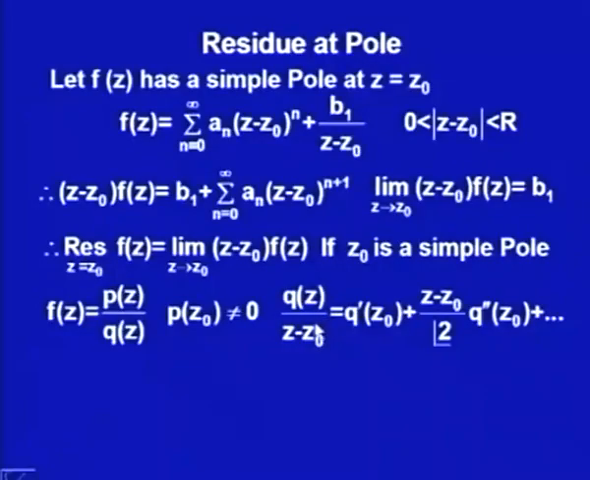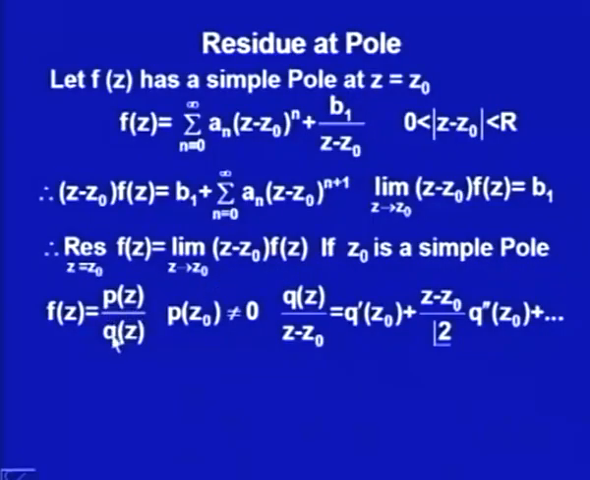Now, Taylor's expansion I am writing in a different manner, or rather you could say I am dividing by z minus z naught. I would get q(z) upon z minus z naught as q dash z naught plus (z minus z naught) upon factorial 2 times q double dash z naught, and so on. This is the Taylor's expansion of q(z) at z naught. Now use this same result, that the residue at z is equal to z naught of f(z) is the limit as z approaches z naught of (z minus z naught) into f(z).